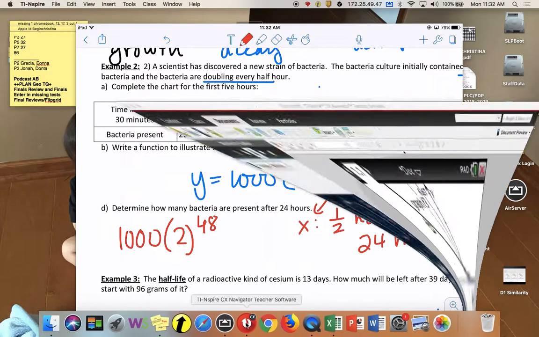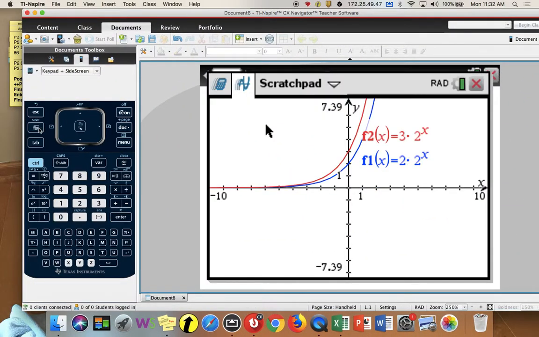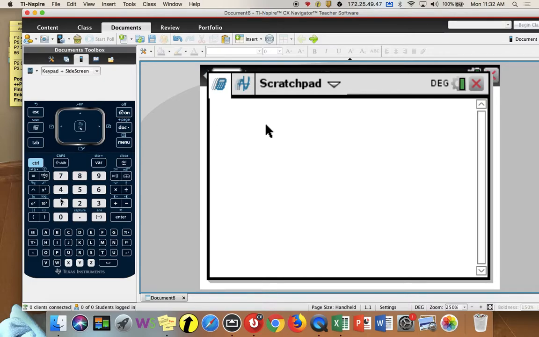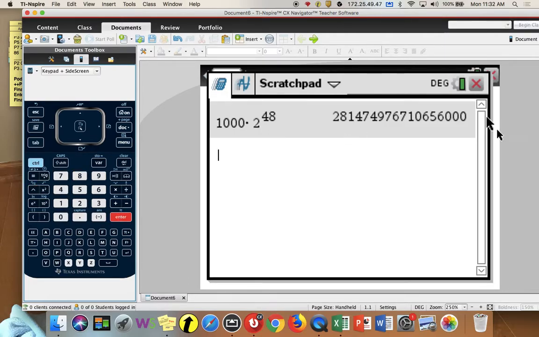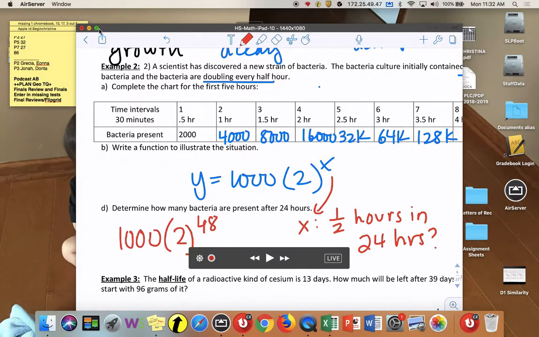So we type it in. So we would type in 1,000 times 2 to the power of 48. It's a really big number here. So I'll just leave this answer. Okay, so you can see it increases quickly.